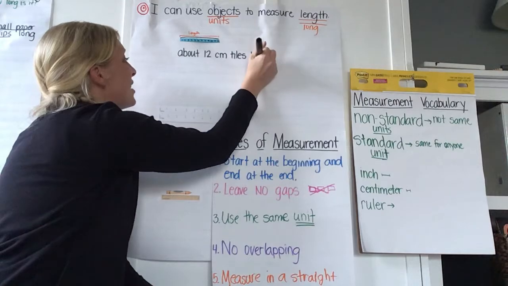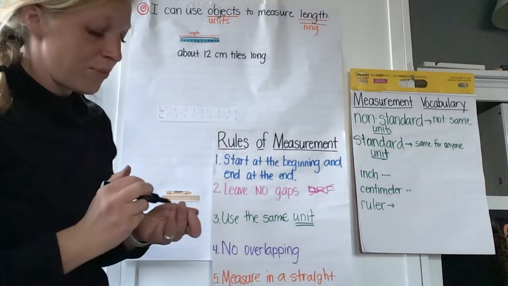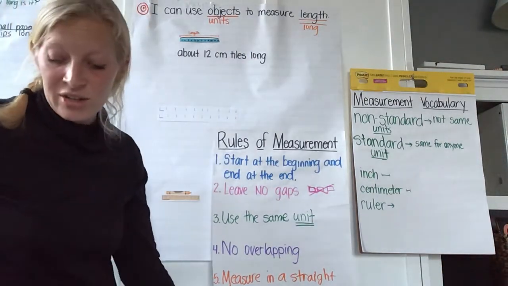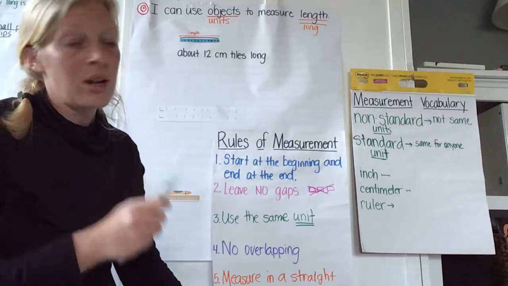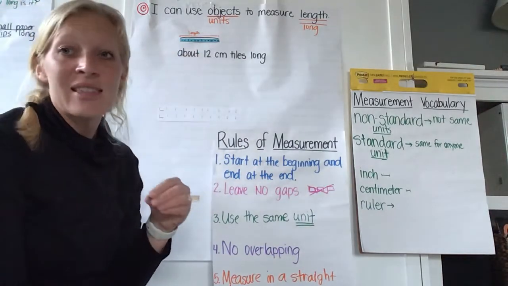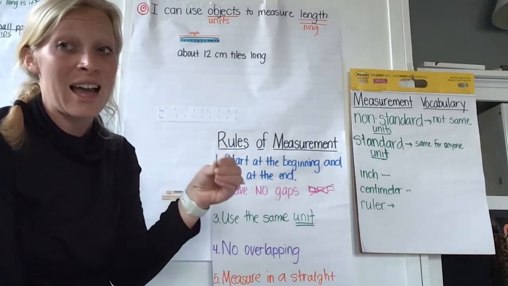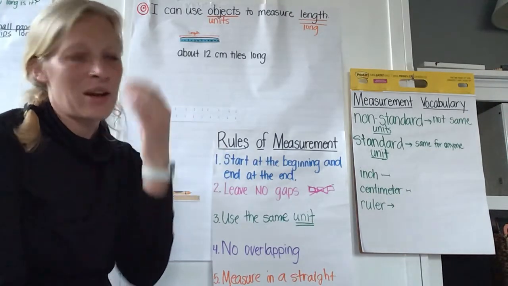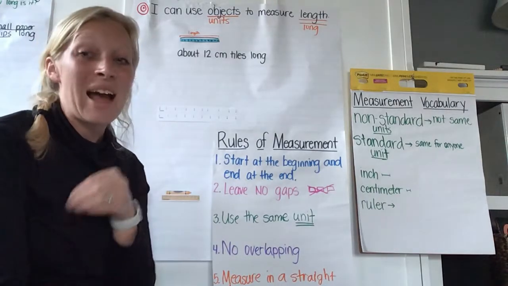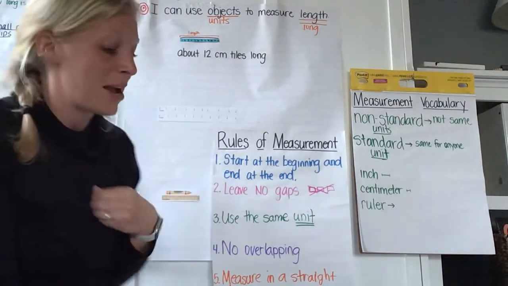And I did want to say tiles because when I'm measuring with my centimeters, that's when I'm using my ruler. These are those tiles. That means they're not exact. So I want to make sure that I say centimeter tiles when I'm measuring, just like if I were to say my inch tiles from last time.